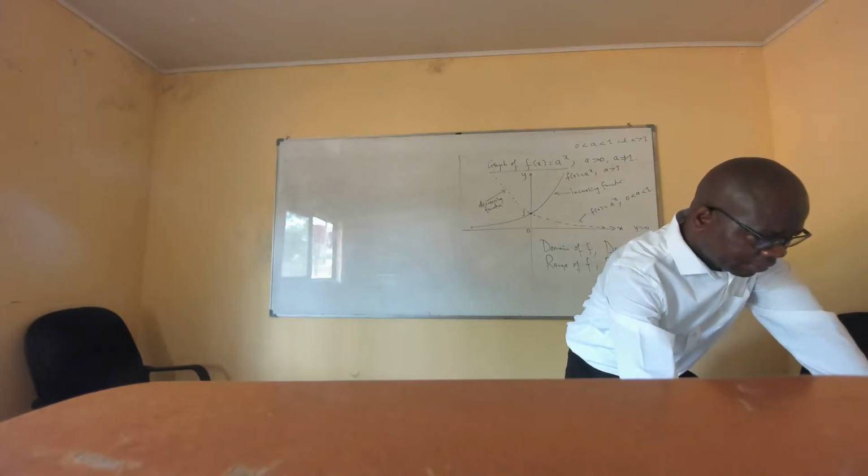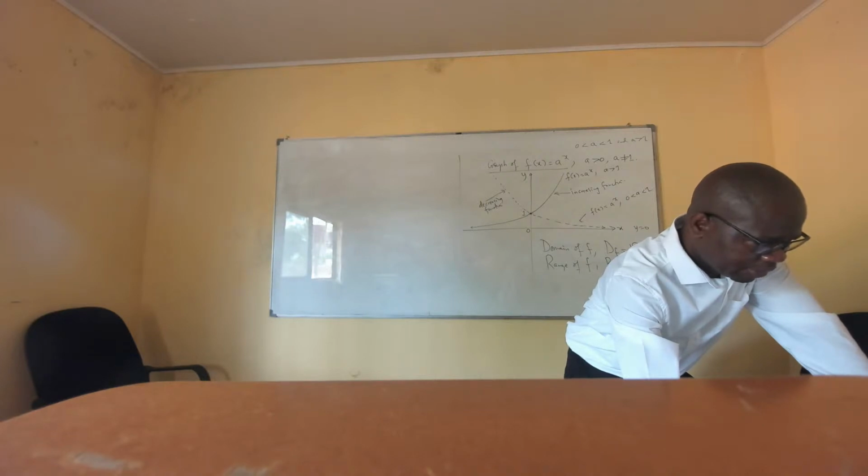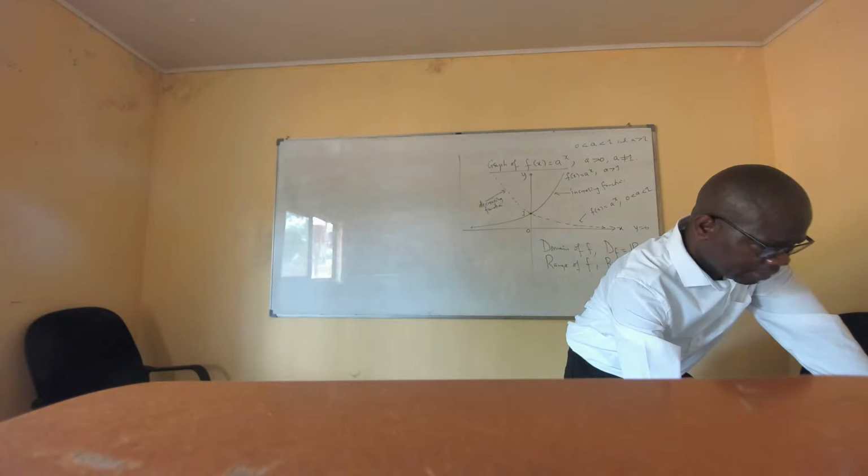So other properties: you see that y equal to 0 is the horizontal asymptote. It's an increasing function, it's 1 to 1. Okay, and all those.